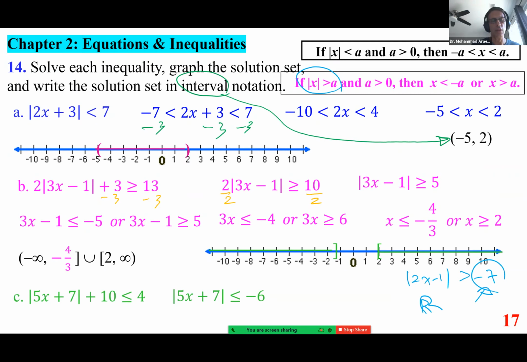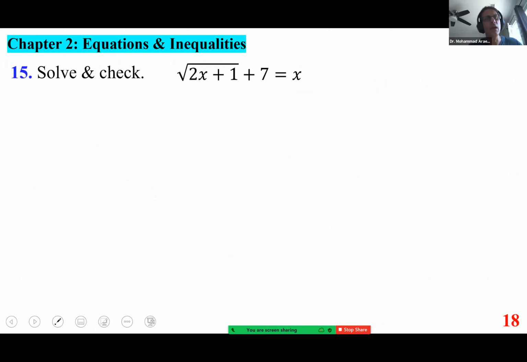And I want you to compare this to this, which is completely different, because this is less than a negative number. It can never happen. There is no solution. This can never happen. But if it's larger than, it can happen all the time. So distinguish between the two.